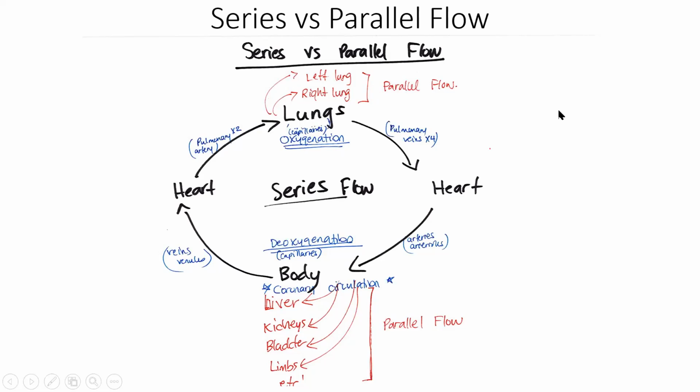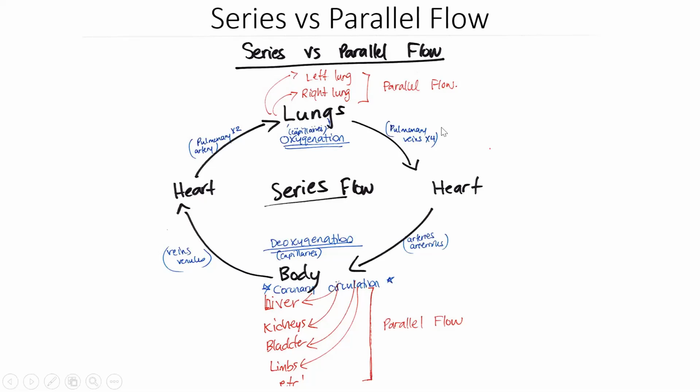Now, when we talk about series and parallel flow, the entire system is called a series flow. And it's a series flow because the blood has to go to each one of these locations. It has to go to the heart. It has to go out to the body, to the peripheral tissues. It has to go back to the heart, and then it has to go to the lungs. So blood does not have an option when it comes to these four steps. It must go from the heart to the body, to the heart, back to the lungs. And this entire general circulation is an example of series flow.